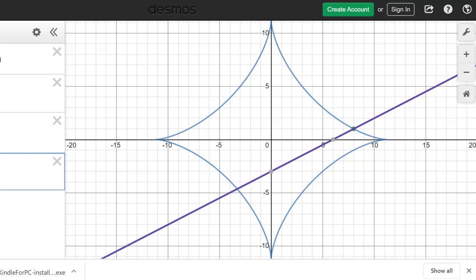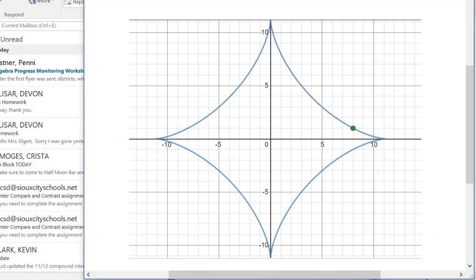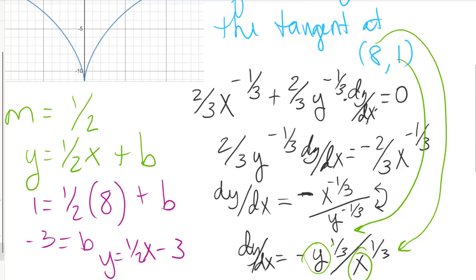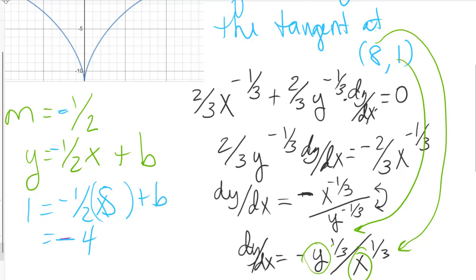Oh, shoot, it should be negative 1/2. I forgot a negative. Let's go back. Sorry. Of course I forgot a negative. So this is negative. Let's erase this for a minute. So then I would still have 1 equals negative 1/2 x, well, x is going to be 8, plus b. So that's going to give me negative 4 plus b equals 1. So that's going to give me b is 5. So y equals negative 1/2 x plus 5.